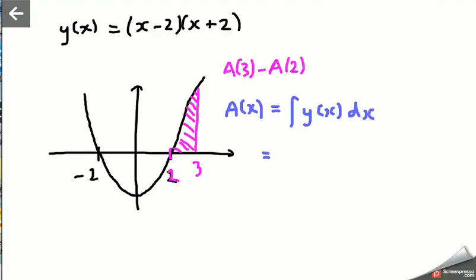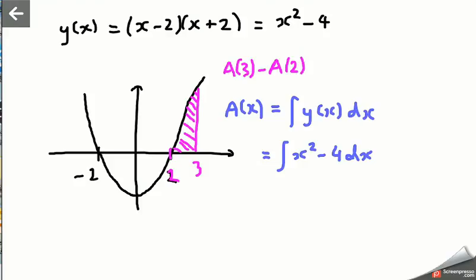And in this case, that's the same as the antiderivative of, well, we better expand this out. So we know from algebra that this is the same as x times x, or x squared, minus 2 times x, so minus 2x, plus 2 times x, so plus 2x. Those two middle terms cancel, and then it's going to be negative 2 times positive 2, which is going to give you negative 4. So this is the same as finding the antiderivative of x squared minus 4 dx.